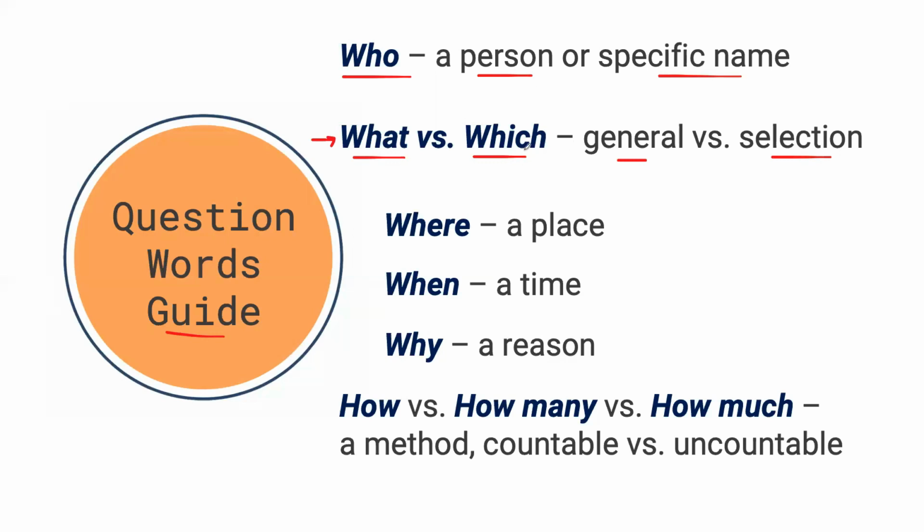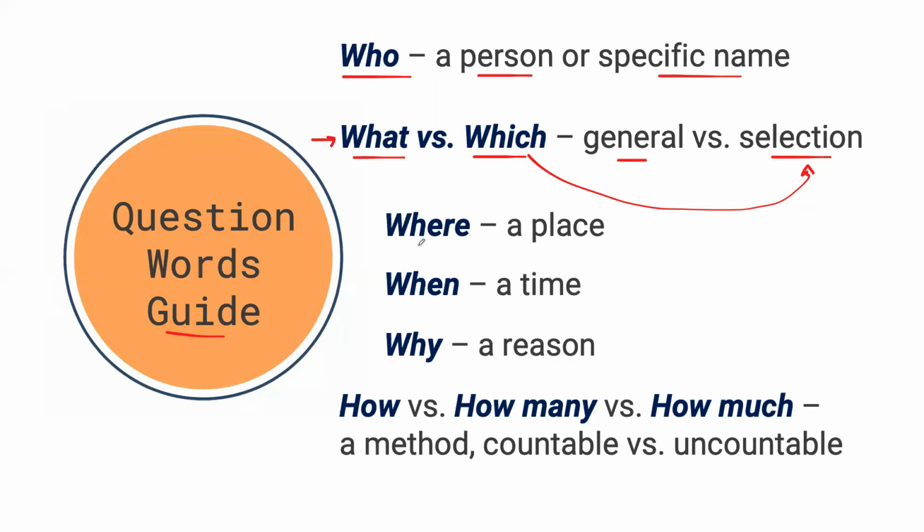Which, on the other hand, will ask you to make a selection of some sort. So if somebody asks you, which is your favorite color out of this group, pink or blue? Your answers are either pink or blue. So you're limited in that you have to make a selection. That is the main difference between what versus which, and you may see both on the exam.